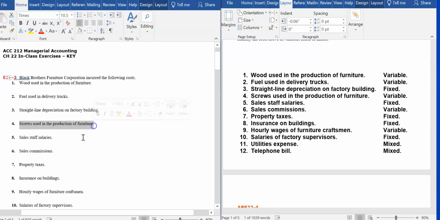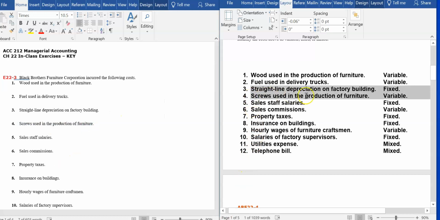Screws used in the production of furniture. The more furniture produced, the more screws will be needed and used, so screws are a variable cost. Sales staff salaries. Salaries are a set amount. It does not change regardless of the number of hours the sales staff works. Thus, sales staff salaries is a fixed cost. It stays the same regardless of how the activity changes.